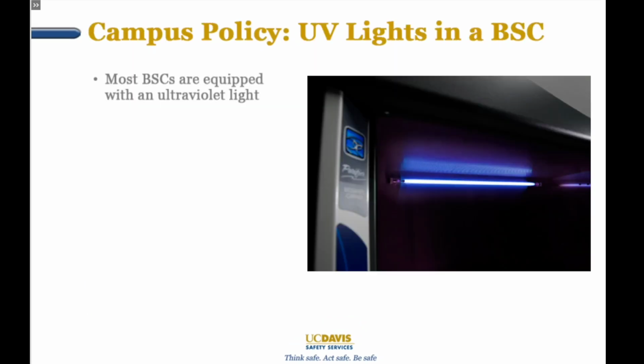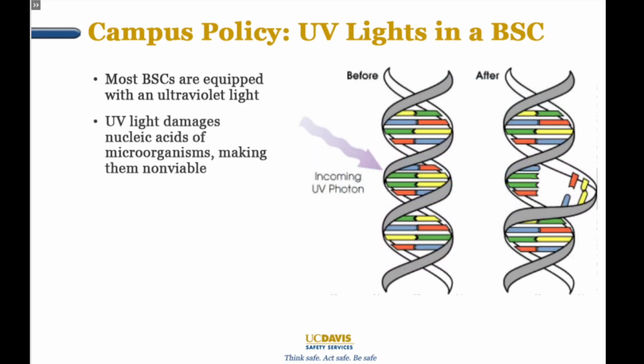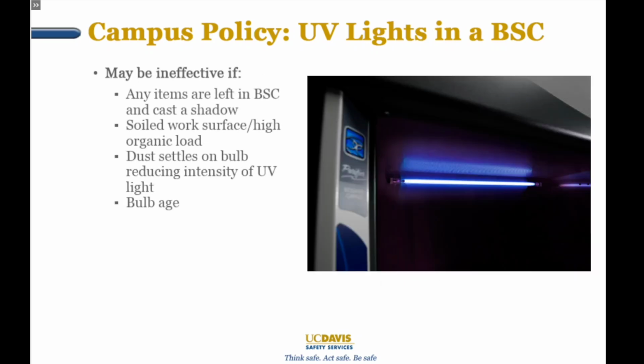We will now discuss several campus policies regarding biological safety cabinet use at UC Davis. The first deals with ultraviolet light use as a disinfection method in the BSC. Most BSCs are equipped with ultraviolet or UV lights. The UV light damages the nucleic acids of microorganisms, which makes them non-viable. However, the usefulness of UV light can be easily compromised if any items are left in the BSC that could cast a shadow on the surface, thereby preventing the radiation from reaching and destroying any biohazards in the shadowed area.